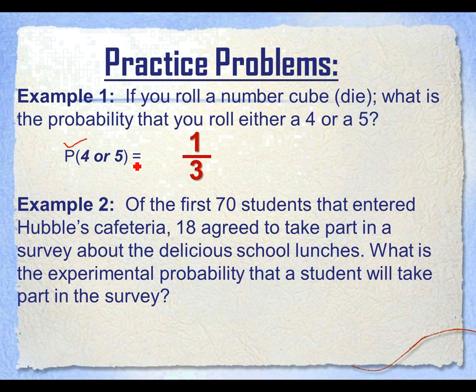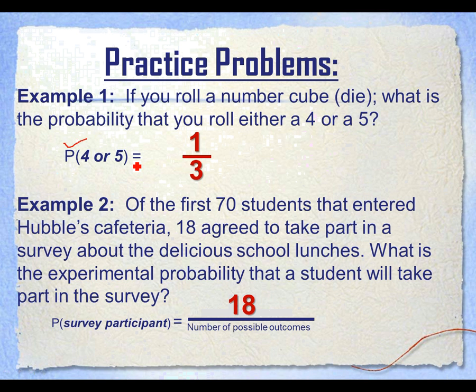This is an experimental probability question, and you're going to basically do the same thing. So of the first 70 students that entered Hubble's cafeteria, 18 agreed to take part in the survey about the school lunch. So number of successes, what number would that be? Would that be 70 or would that be 18? Well, number of successes would be how many people successfully took the survey. Think of it that way. Was it 70? 70 people came into the lunchroom, but did they all take part in the survey? I don't think so. So it's got to be 18. 18 took part in the survey.